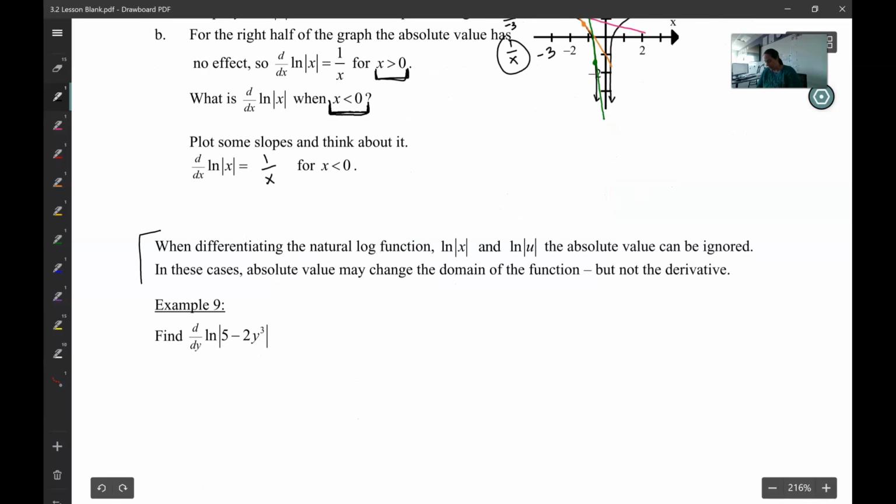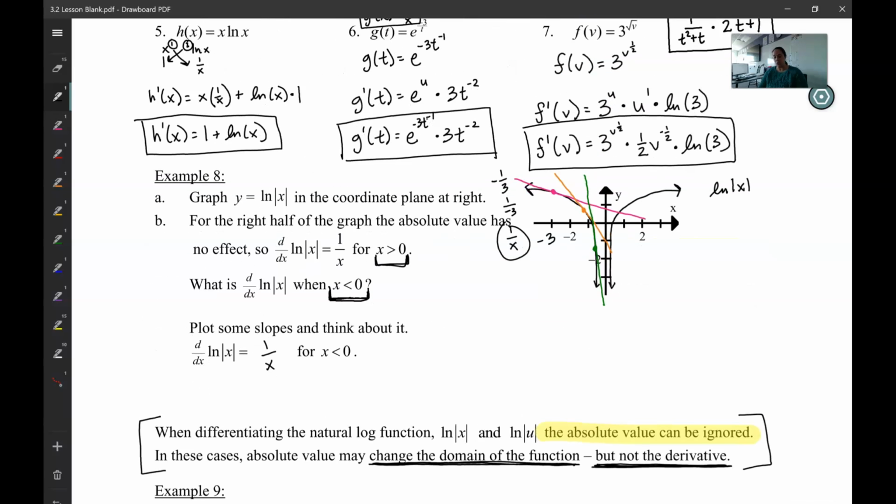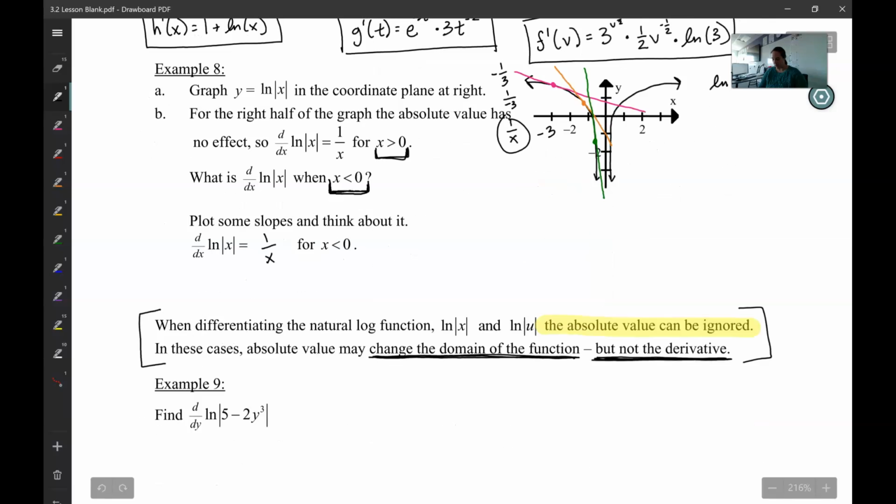So that's what this says right here. When differentiating the natural log function, ln of absolute value of x and ln of absolute value of u, the absolute value can be ignored. In these cases, the absolute value changes the domain of the function, but does not change the derivative. So you'll notice the domain of this changes, because now we have a left-hand side and a right-hand side, but the derivative for both sides is still 1 over x.